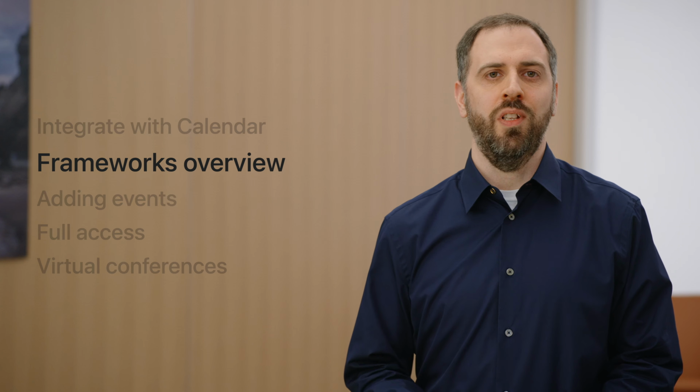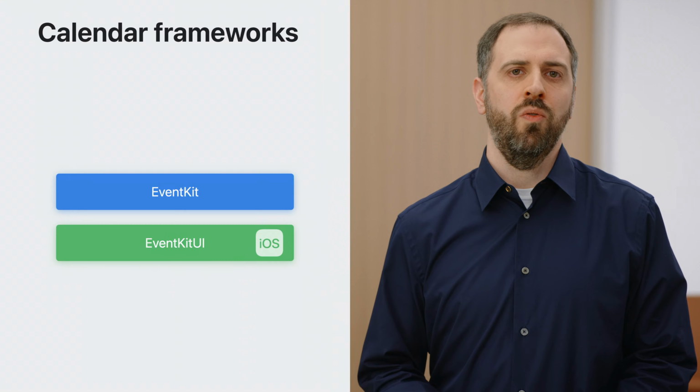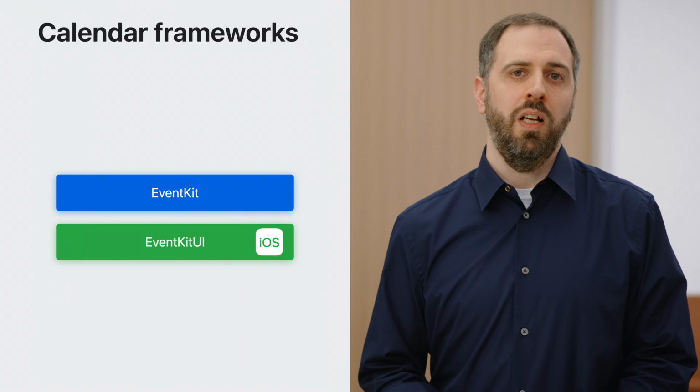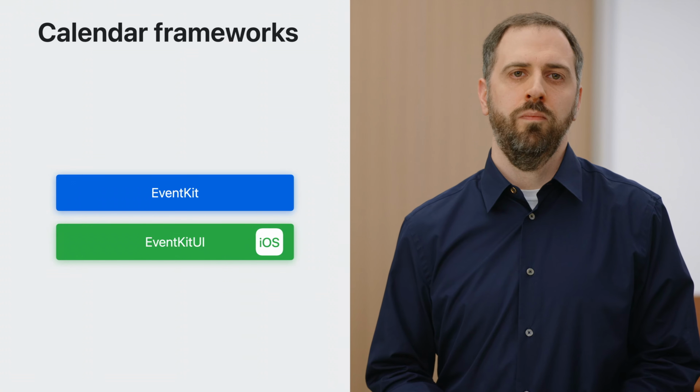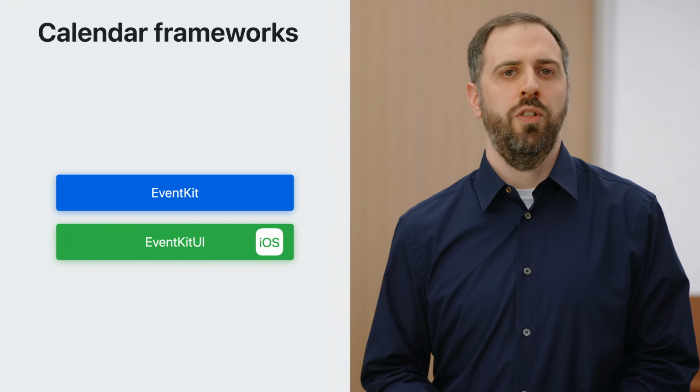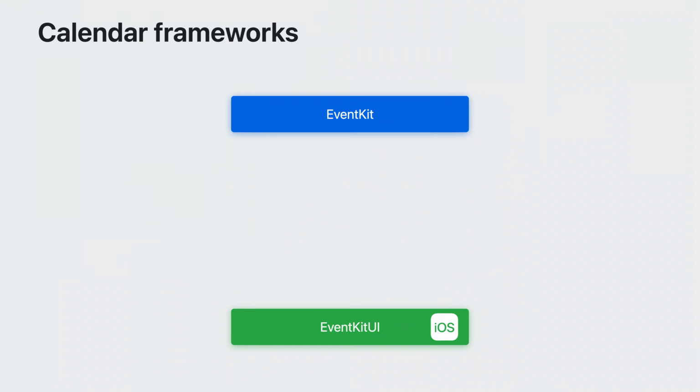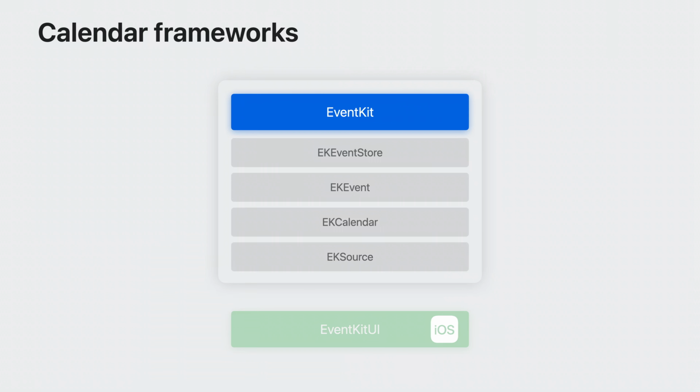There are two frameworks that you can use to integrate with Calendar. The EventKit framework is used to work directly with Calendar data. EventKit UI is an iOS and Mac Catalyst framework that provides view controllers for showing Calendar UI in your app. Let's take a closer look at each. Starting with some of the basic types in EventKit. The EK Event Store is the main point of contact for your calendar data. You use an event store to request access and to fetch or save. You should only have one of these for your application.